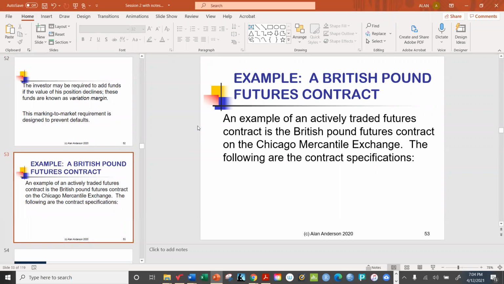Now, here's an example with a British pound futures contract. An example of an actively traded futures contract is the British pound futures contract that trades on the Chicago Mercantile Exchange. So I've written down all the contract specifications that we need to know.